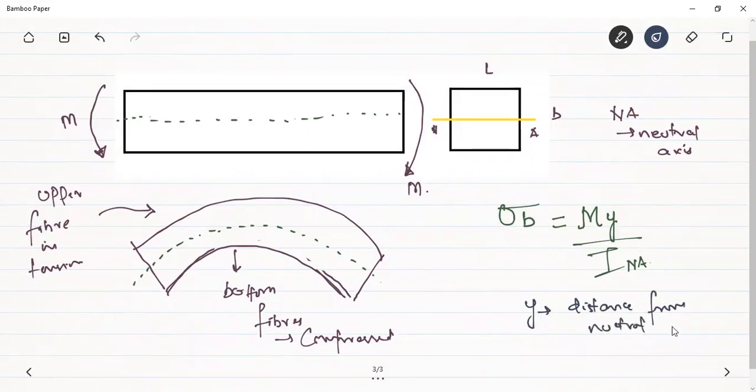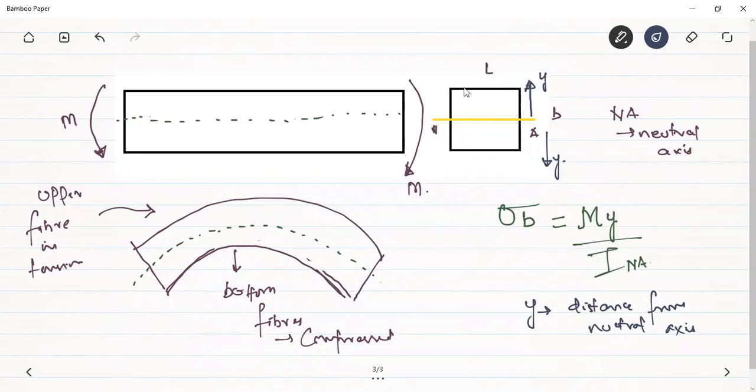Distance from neutral axis. So y can be calculated from this neutral axis either in the upward direction or in the downward direction. Can you tell me which fiber will be the critical fiber? जहां पे stress ज्यादा होगा. See, bending stress कहां पे maximum होगा? When y will be maximum. So which fiber is having the maximum stress?